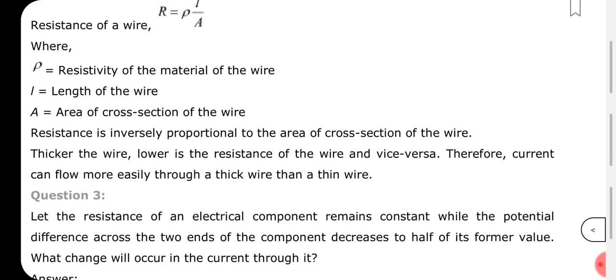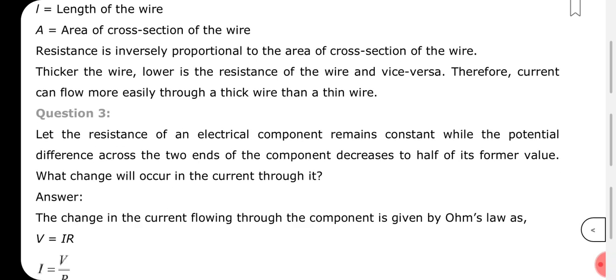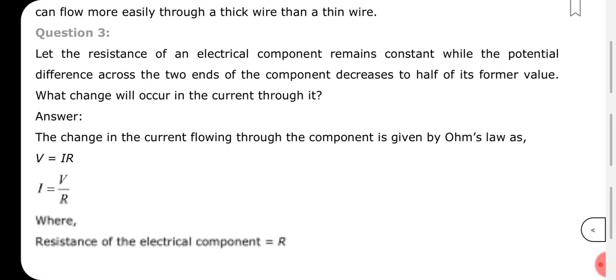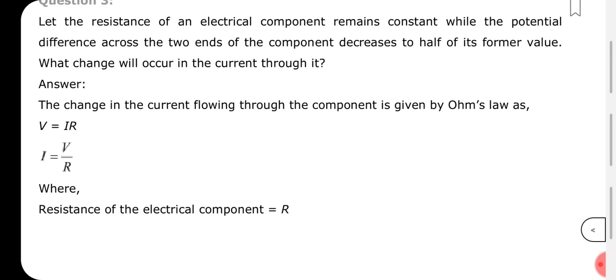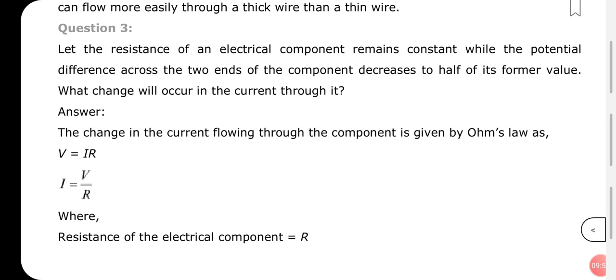Fine. Now moving on to the next question. Let the resistance of an electrical component remain constant while the potential difference across the two ends of the component decreases to half of its former value. Former value means previous value. What change will occur in the current through it? So try to understand the question, what is being given and what is asked.